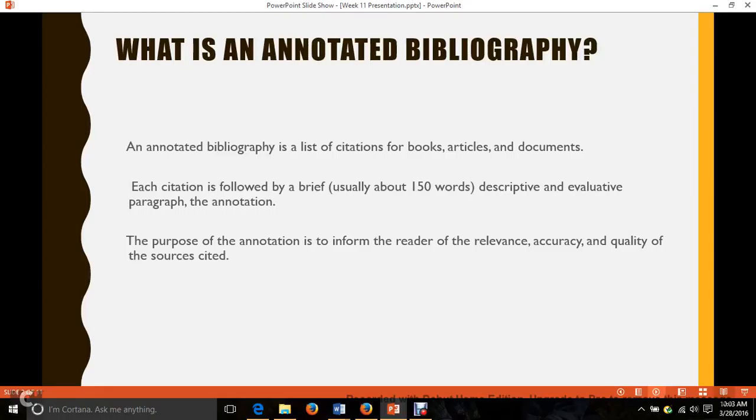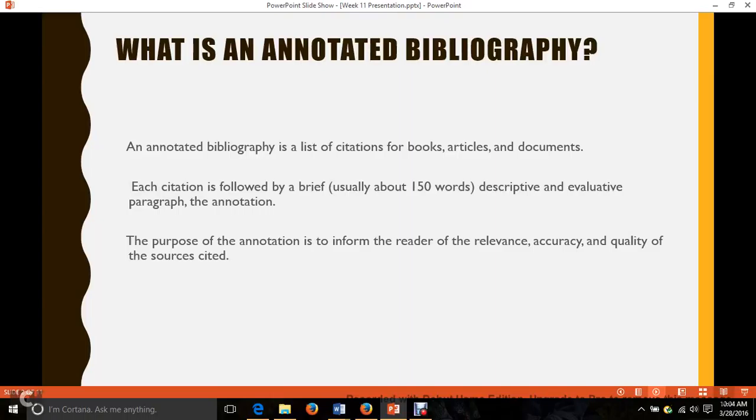So what is this thing called the annotated bibliography? Well, it starts off with a list of citations for books, articles, documents, videos, whatever it is that you want to use for your upcoming paper, which is in preparation for our final research paper at the end of the semester. So each citation is followed by a brief, usually 150 words, 1 or 2 paragraphs, a brief descriptive and evaluative paragraph, and this is the annotation. So we have our citations, and then it's followed by an annotation.